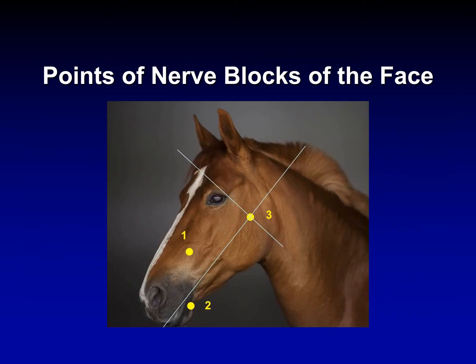This picture shows where the three locations of the three nerve blocks of the face are: the infraorbital, the mandibular, and the mental. Now I'm going to talk about each of these points in detail: what's the landmark to inject, and what are the structures that will be desensitized by each of the nerve blocks. So we'll start with number 1.